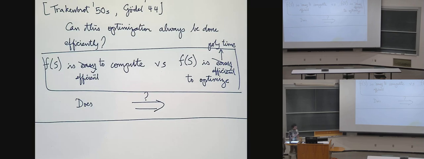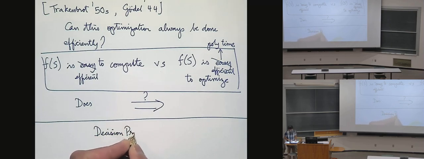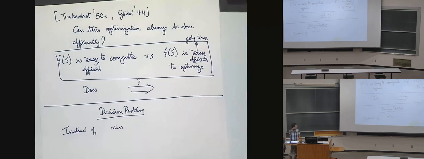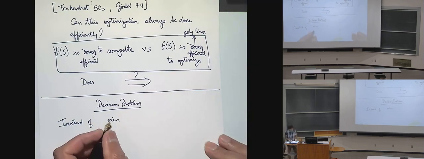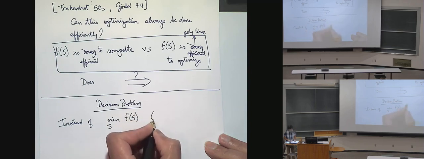So I'm going to convert the optimization to what I'll call a decision problem, which is sort of easier to think about. So instead of maximization, I'll just do minimization, though again, they're all the same. Minimize over s of f of s. This is optimization.